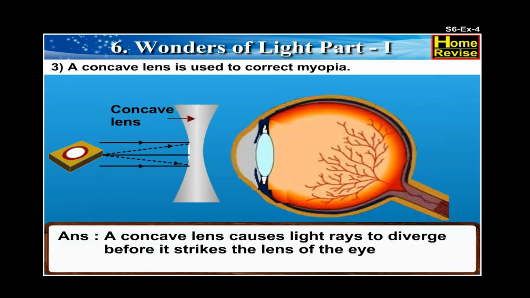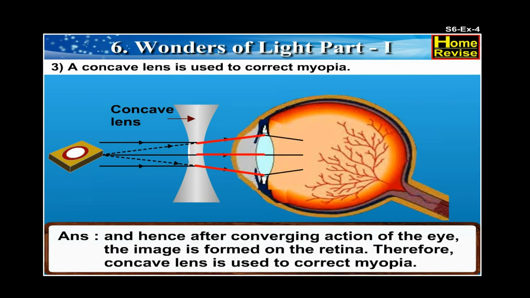3. A concave lens causes light rays to diverge before they strike the lens of the eye, and hence, after the converging action of the eye, the image is formed on the retina. Therefore, a concave lens is used to correct myopia.